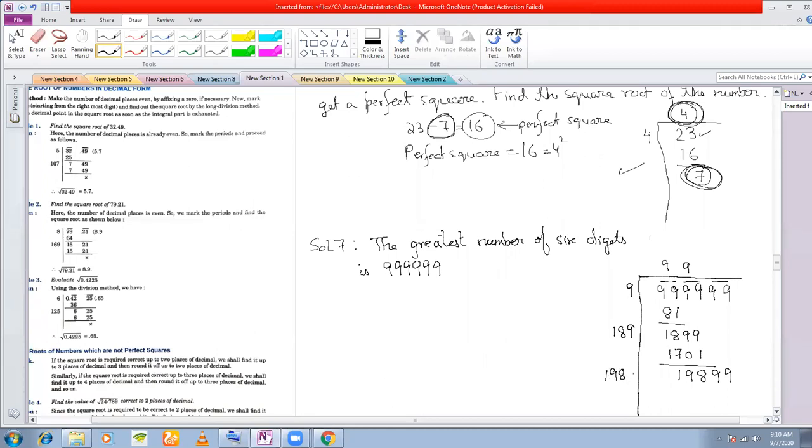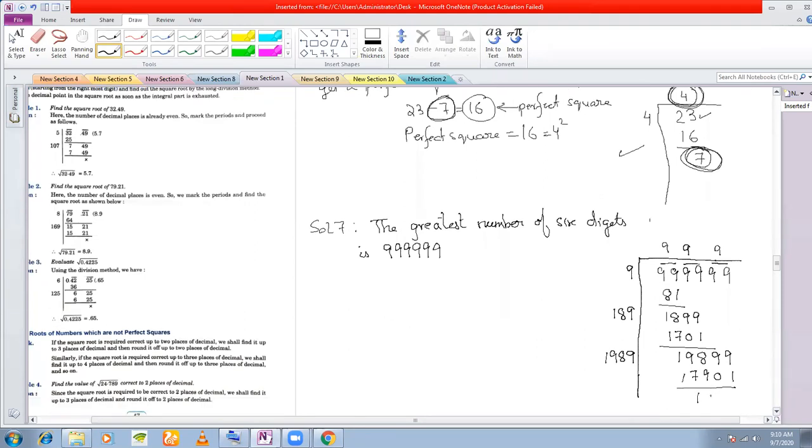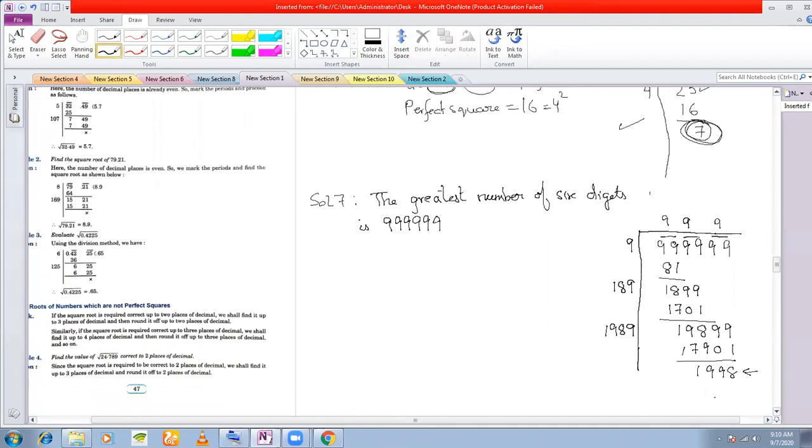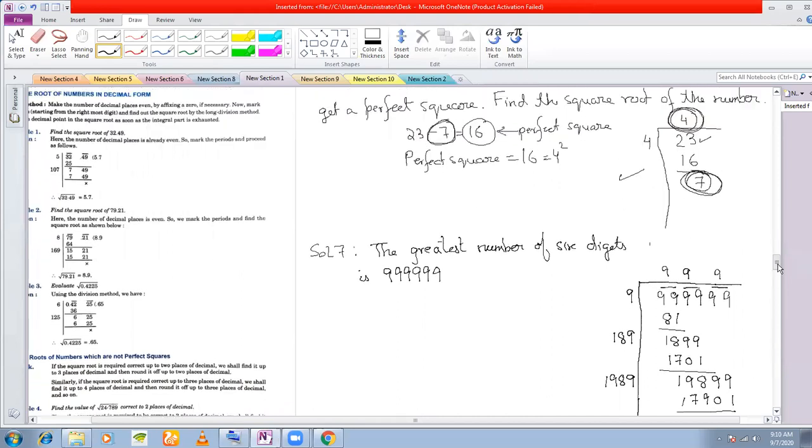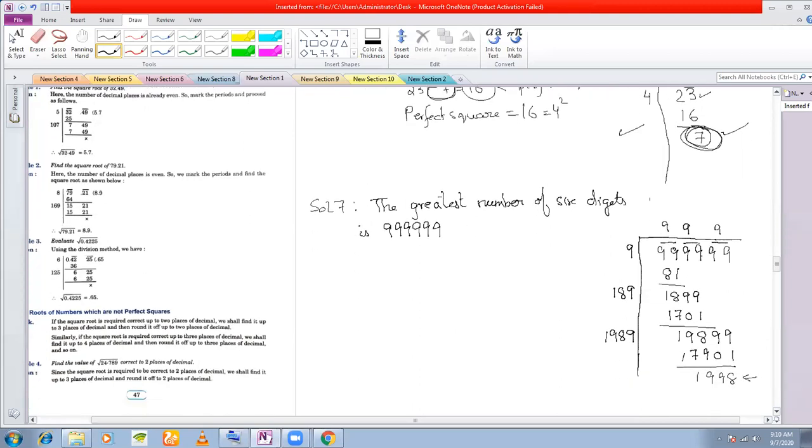And what digit must you place here? Again, you place a 9, a 9 here also, and you get 17901. Finally, if we subtract this, you get 1998. This is the remainder that we shall work with. If you consider the first one, what number were we subtracting? We are subtracting 7. So if you compare now, what number should be subtracted from 999,999?